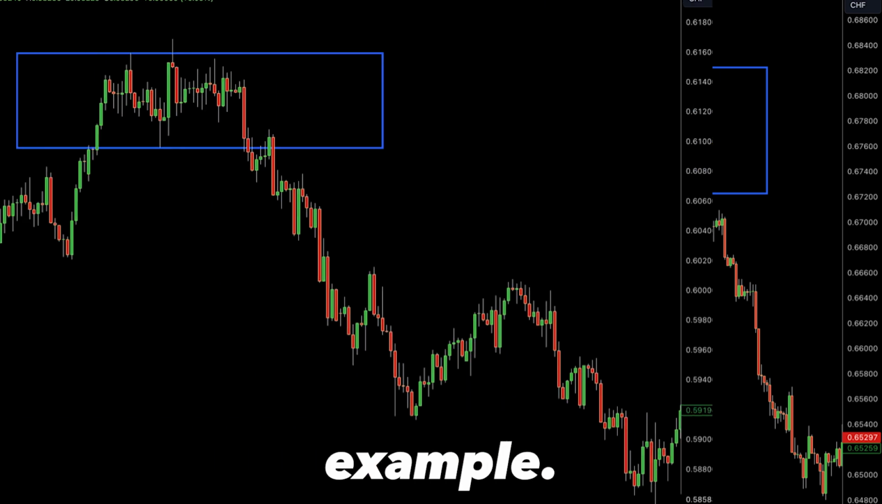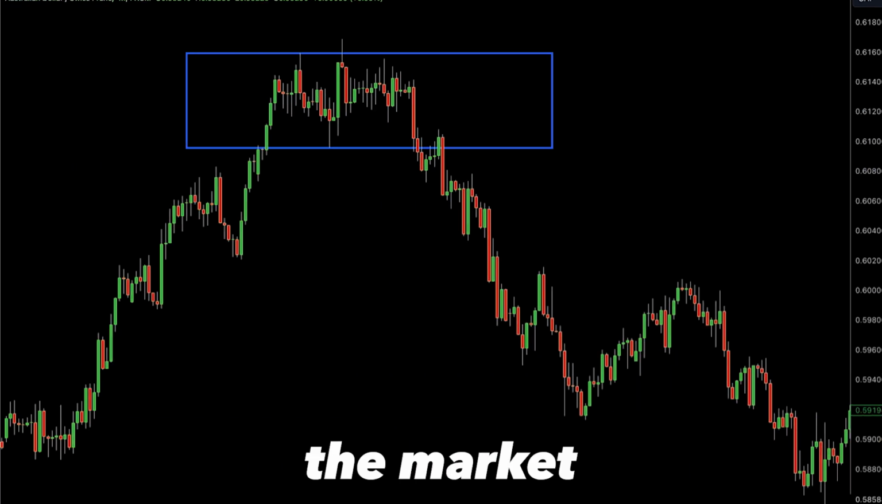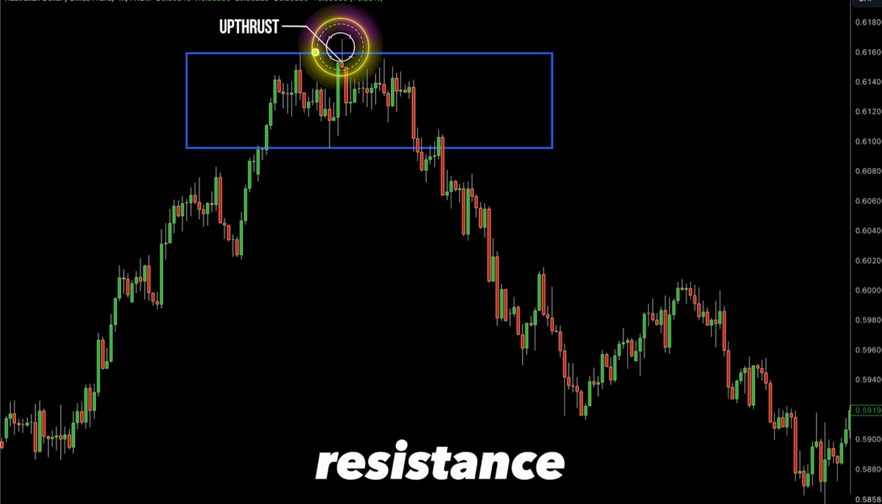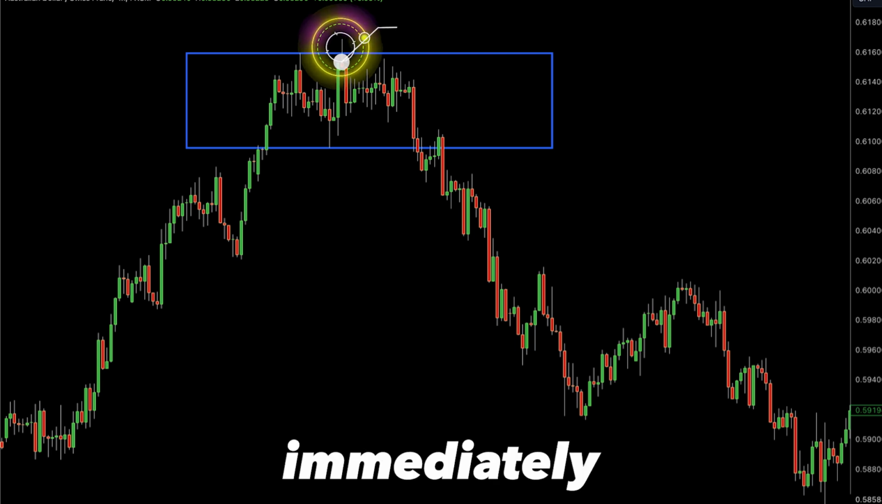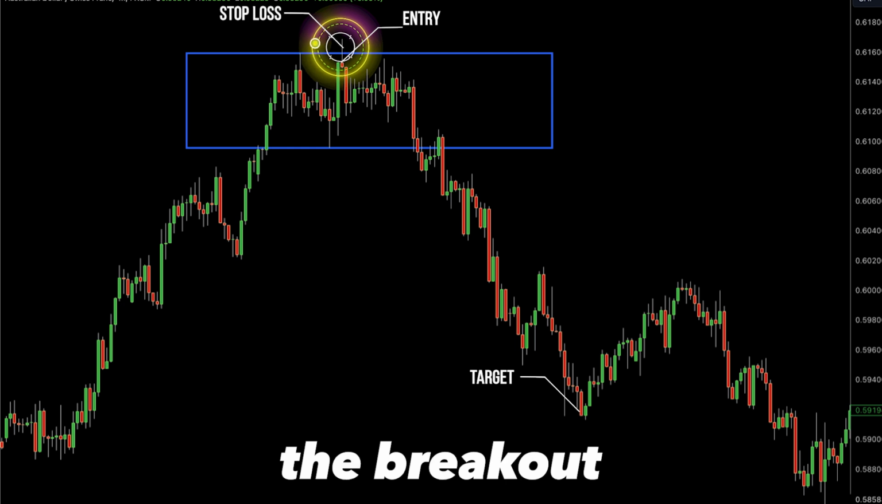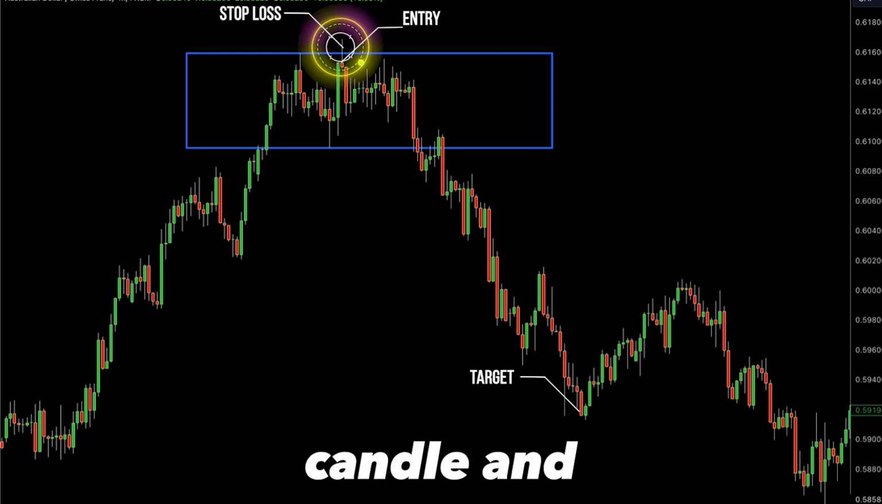Let's take another example. Here, the market was trading sideways, with clear candlestick patterns breaking through resistance and then reversing within the range, forming a breakout trap, also known as an upthrust. In this scenario, buyers found themselves trapped by sellers. What you should do is enter immediately at the close of the candle that made the breakout, set a stop loss above the candle, and target the next level.